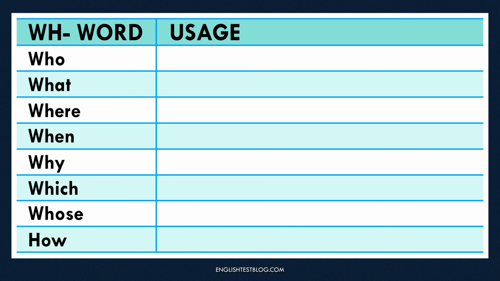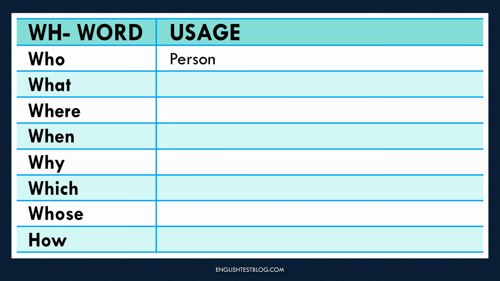These words allow us to gather specific information. Unlike yes or no questions, they encourage more detailed responses. For example, when we ask, "Who is your favourite author?" we expect a name, not just a simple yes or no. Here's a quick overview of each.